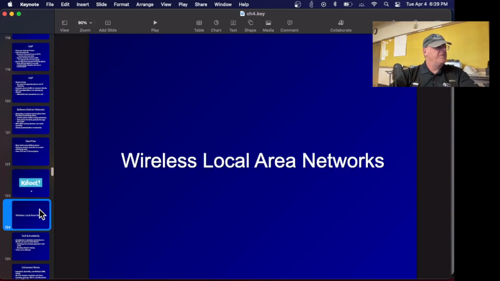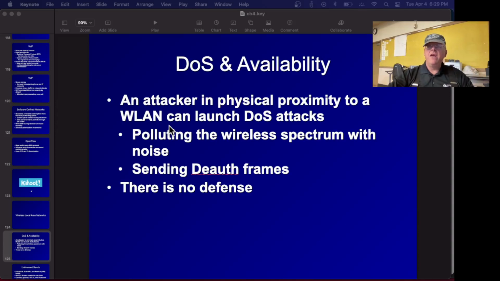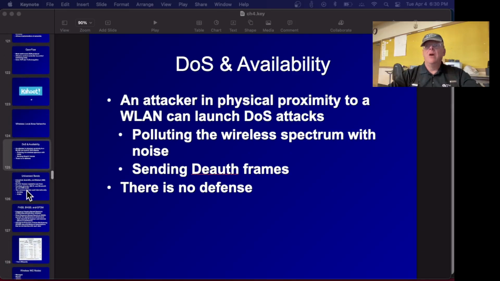All right, so let's talk about wireless networks. One problem with wireless networks is one device can create DOS attacks. One thing you can do is just have like a noisy motor that puts out a lot of electromagnetic interference, and that will stop wireless transmissions. You can also send deauth frames, which will cause connections to be broken. It basically hangs up on them, and there is no known defense against these problems. It's a weakness to the protocol.